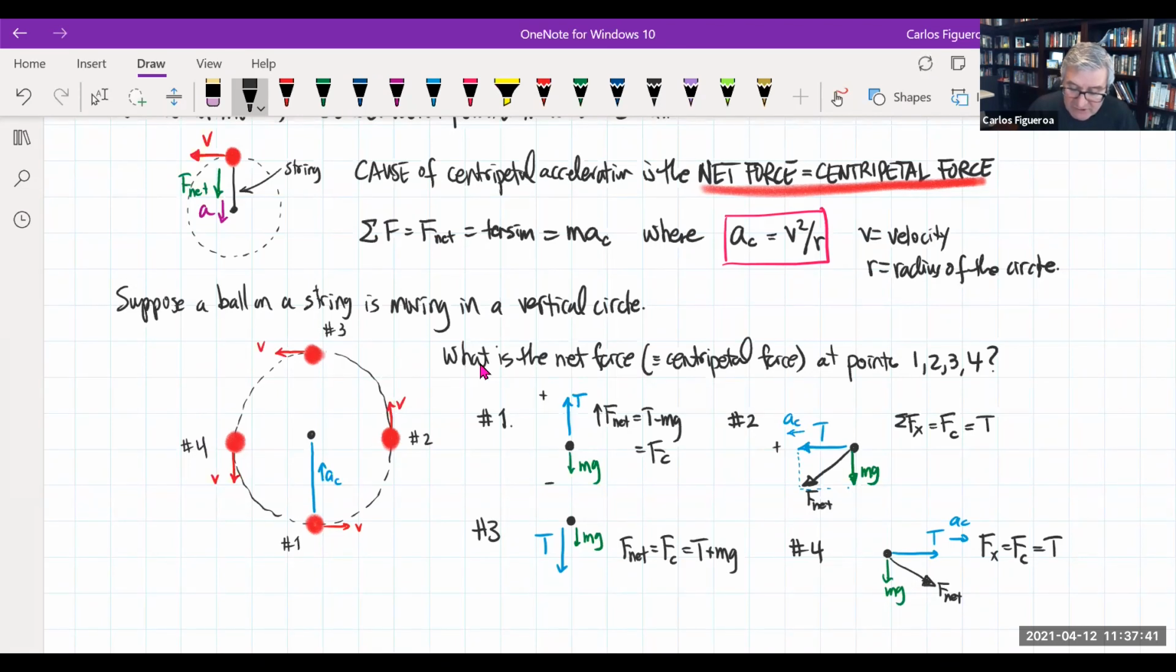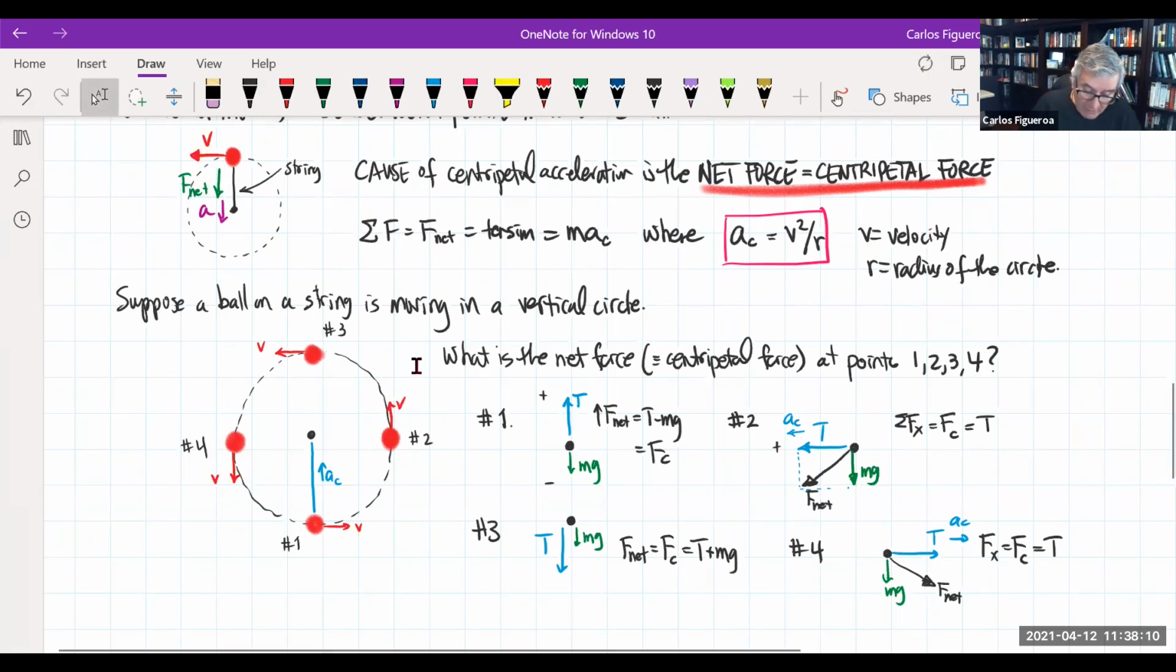So the language of the centripetal force and the net force is of course the same. There is no such thing as a centripetal force per se, because there is no individual force called the net force. The net force is the sum of the forces in the direction of the acceleration. The centripetal force is the net force in the direction of the acceleration. They're one and the same.